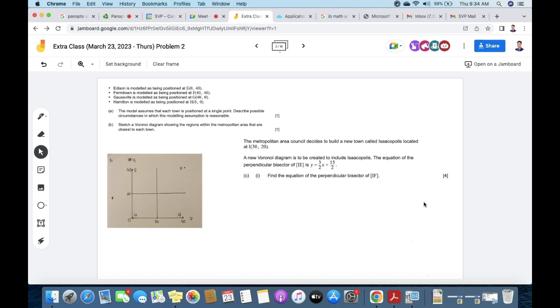So we are given here that there is another town, which is town I, located at a certain point. Perhaps we can estimate that town I is located somewhere to the right of 20, because it's 30, so it must be half of 30, between 20 and 40. But it still has a y coordinate of 20. That means somehow it's found here. This is now your town I.